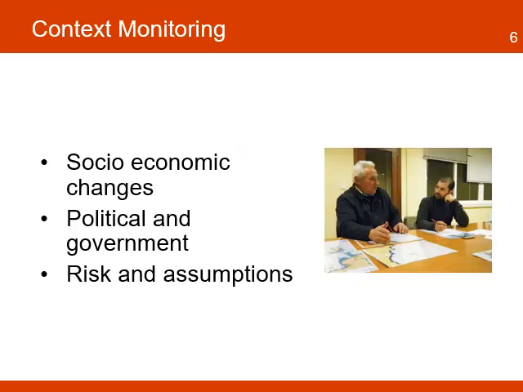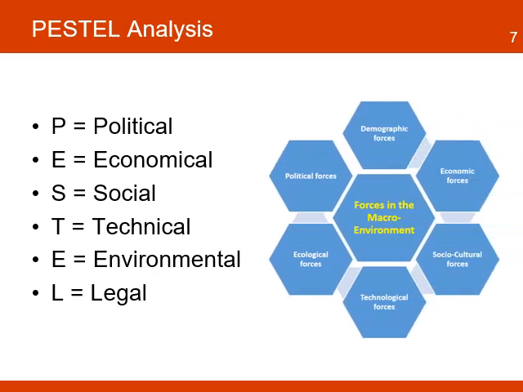In context monitoring, the monitoring will focus on changes in the social, economic, and political context of the project that can have a positive or negative impact. For example, changes in local regulations that may increase the risk of the project, or changes in the economic conditions that may increase the cost of the project. Context monitoring includes the monitoring of the project assumptions and risks that were initially identified in the project and will require a regular review. A tool used to evaluate and monitor the context is the PESTEL Analysis.